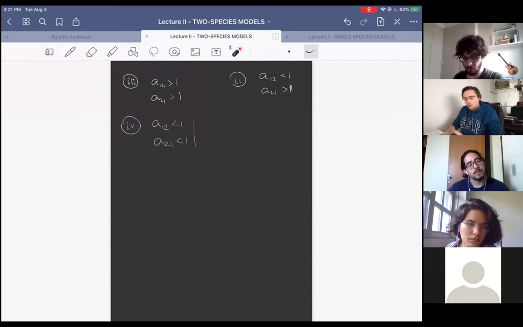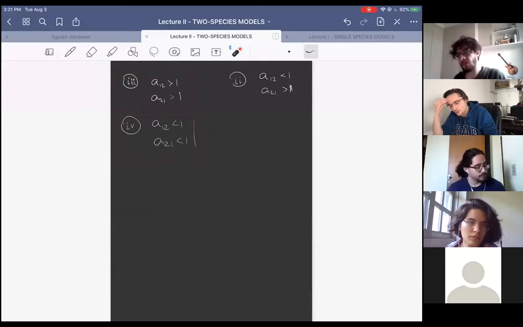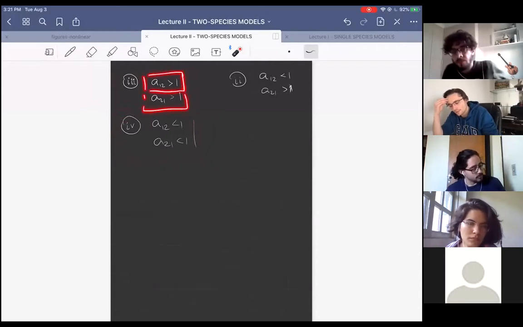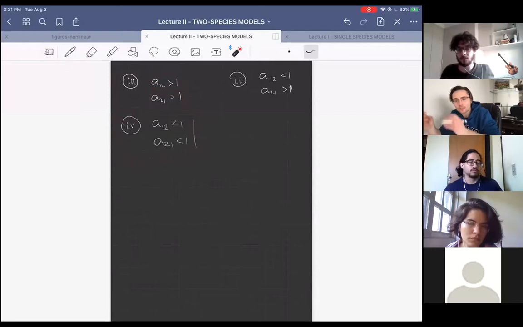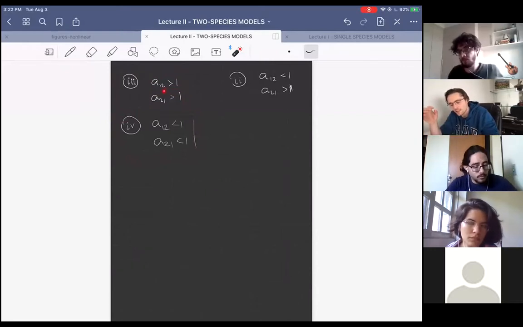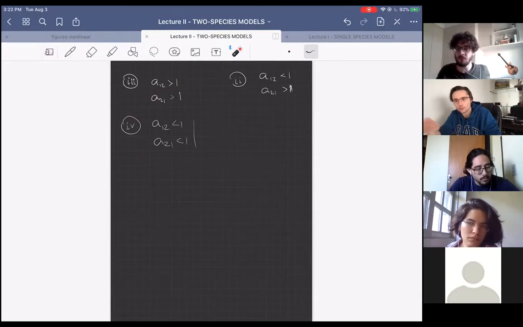To make this discussion more fruitful, I want you to remember that these conditions on A12 and A21 are nothing else but relationships between the strength at which species 2 inhibits the growth of species 1 with respect to herself, and species 1 inhibits the growth of species 2 with respect to herself. This is why these A coefficients are very meaningful, because they are giving me relative strengths of competition.